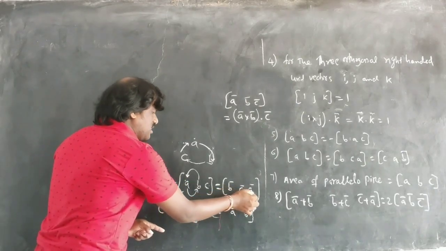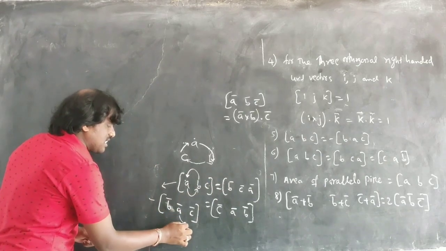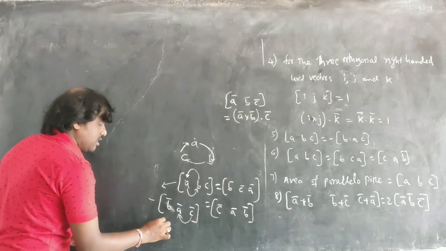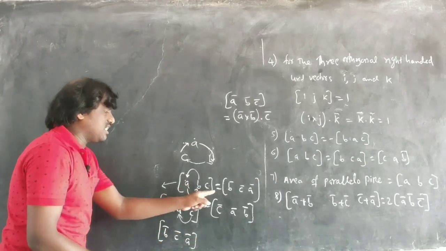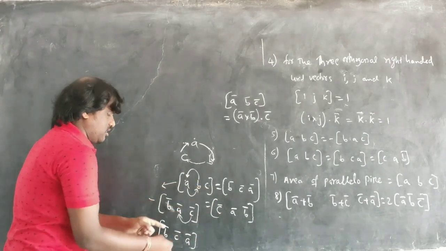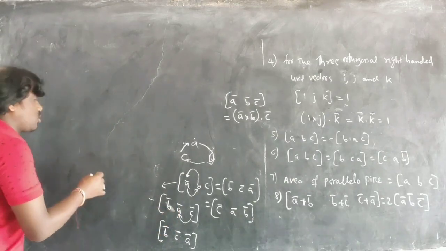But what do you have here? C, A. It means again it is interchanged. Again this was interchanged, meaning B vector, C vector, A vector. How many times is it interchanged? Two times it is interchanged. I will just show you here.